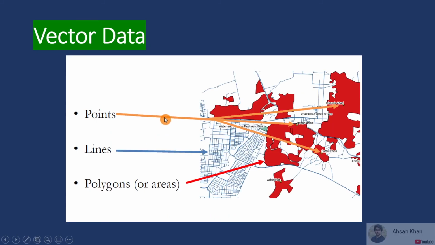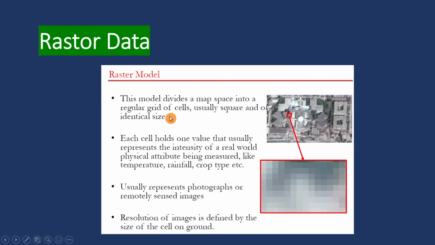Vector data means that you have different points, lines, or colors representing your information, and raster data means that different cells or grids or pixels show you the different information that you are concerned with. So I hope you understood that. In the next lecture, we'll talk about vector data in ArcGIS. Thank you very much.